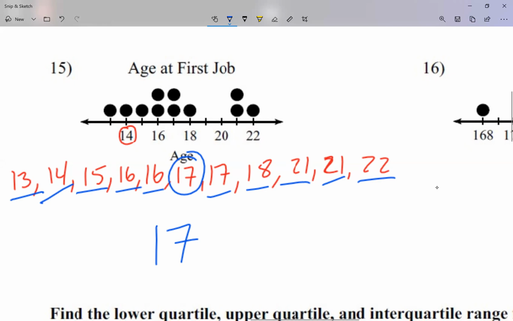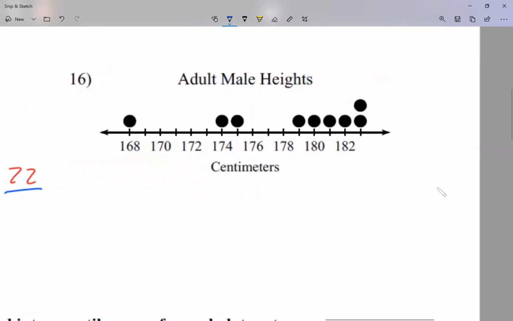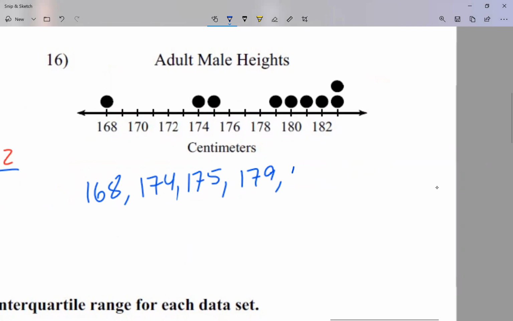All right, let's take a look at question number 16. Let me write my numbers from small to large. So the smallest dot is 168. Remember, each dot represents a number. Then I have 174, 175, 179, 180, 181, 182, and then I have 183 twice.